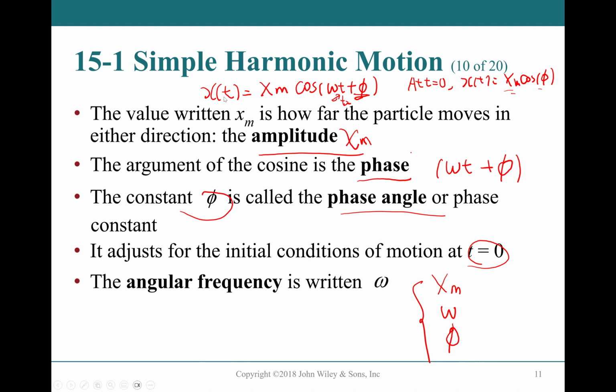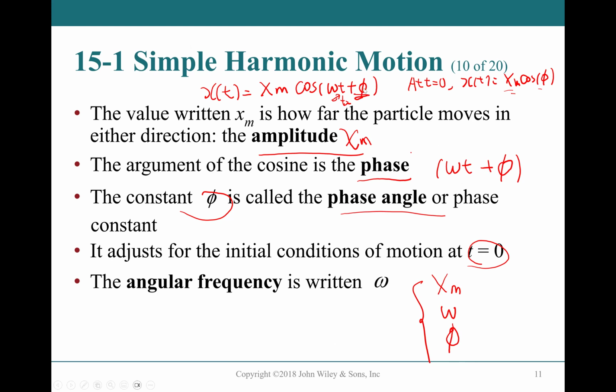So the function is position as a function of time equals xm cosine omega t plus phi. So the value xm, how far the particle moves in either direction, is what we call amplitude. So we have this xm is amplitude. And also we have the argument of cosine, which is the phase. So what is the phase? The phase is inside the parentheses. So omega t plus phi is the phase.